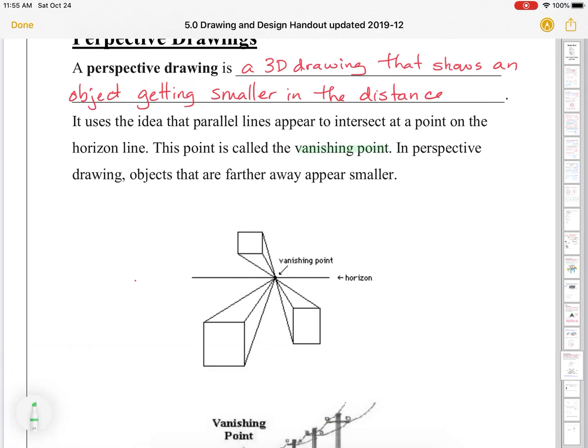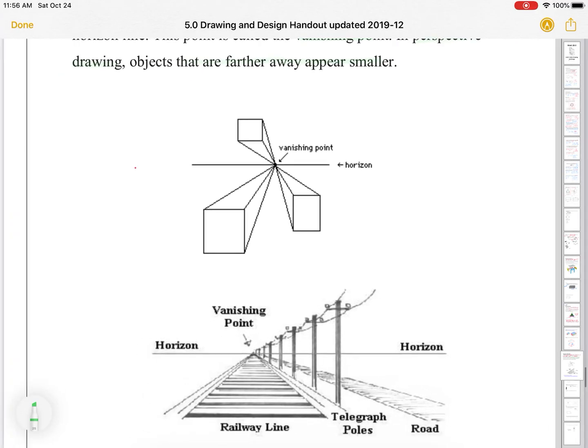Okay, so we have our vanishing point. In perspective drawing, objects that are further away appear smaller. And for those of you who love art and love doing art, this is right up your alley. So here we have an example, just 3 random poles. You can imagine you're on top of something, looking down at these 3 poles, and they appear to vanish at a certain point the further away they get.